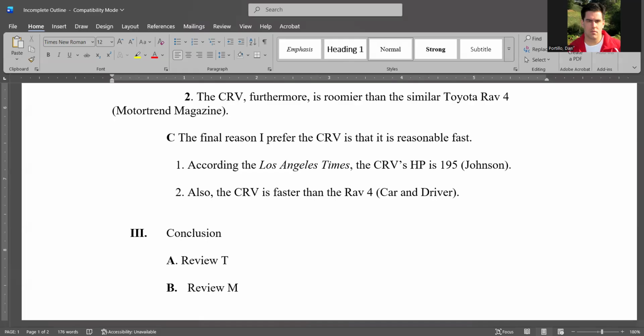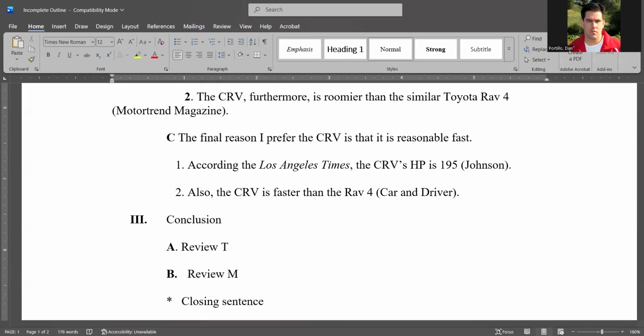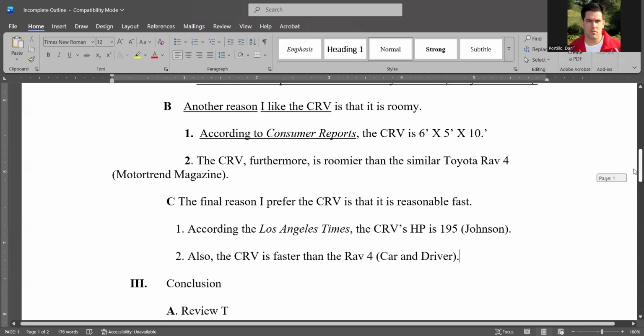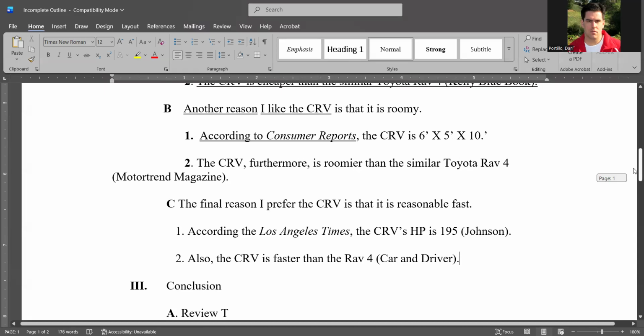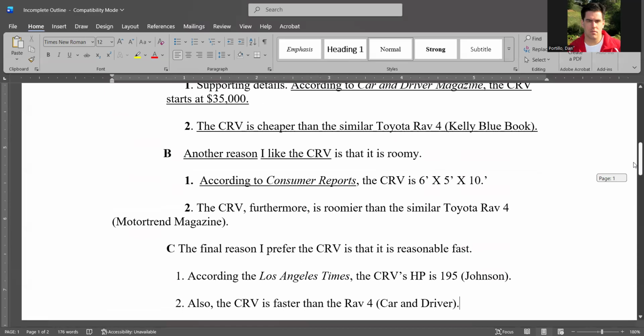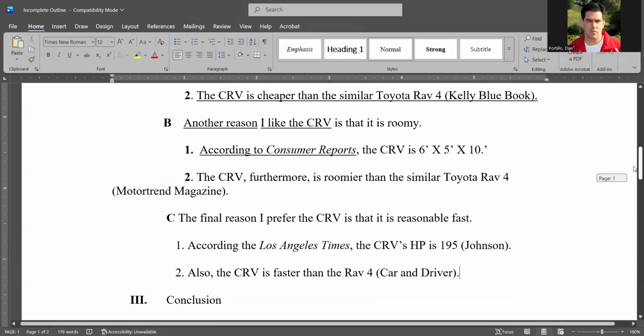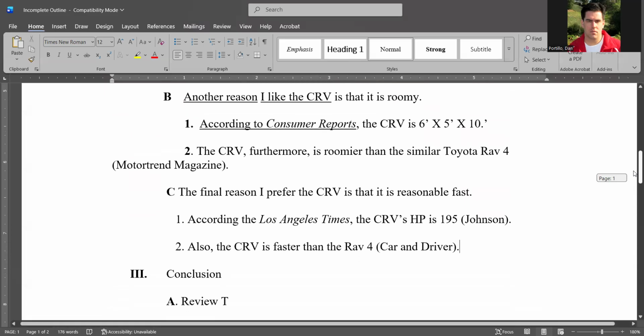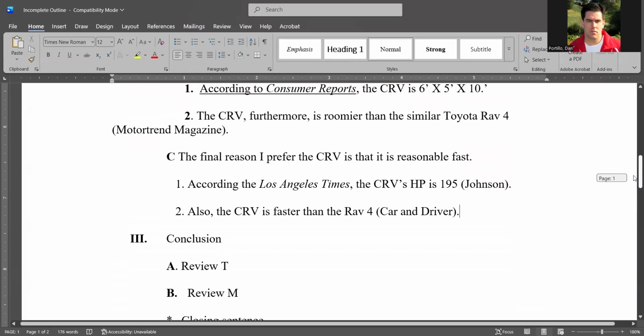But there are other things I could do. I could look at 0 to 60 ratio. I could look at its top speed. So don't think you have to stop just at 2 supporting details. I'm just doing that for the sake of, I guess, brevity. But you can always do more, 3, 4, 5. You don't want to overdo it, but you want to make your point as strongly as you can.